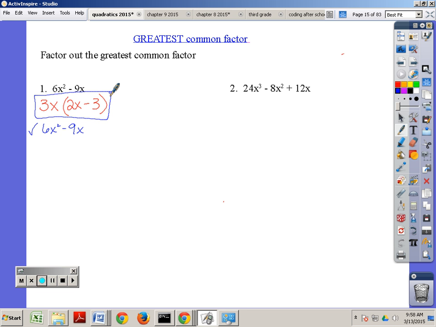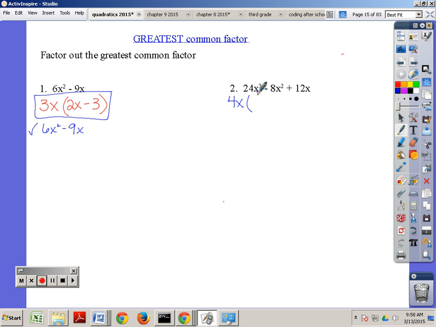For number 2, we're going to do the same thing. Look for the greatest common factor that goes into 24x cubed, 8x squared, and 12x. So the greatest common factor between 24, 8, and 12 is 4. The greatest common factor between x cubed, x squared, and x is simply x, because x goes into all three of those. So now we're going to divide each of those terms by 4x.